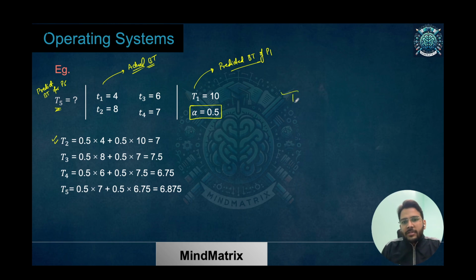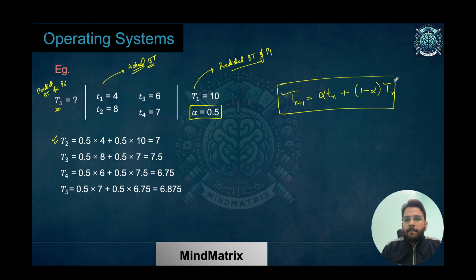So we know the formula, that is T of n plus 1 is alpha tn plus 1 minus alpha capital Tn. This is the formula. Clear? This is the formula. Right. Now we need to find T2 first. So alpha, that is 0.5, into small t1, that is the actual burst time of the previous process. Before T2 it was T1. So into 4 plus 0.5, 1 minus alpha, that is 0.5 into 10, that is the predicted burst time of P1. So we got 7. Now we can use this T2 value for predicting T3.